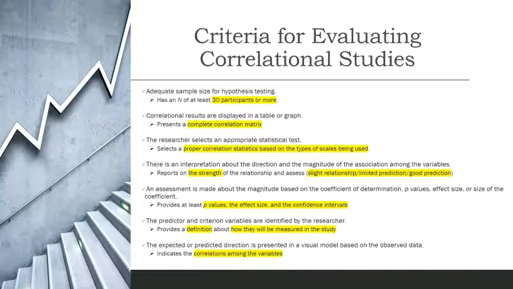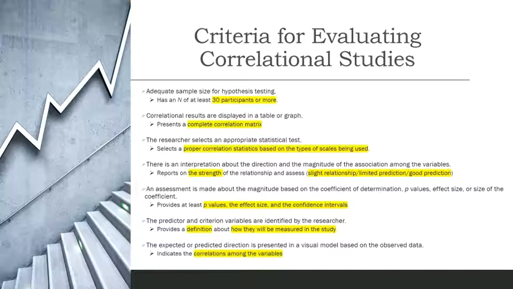Next one, the researcher must display correlational results in a table or a graph, and the researcher must present a complete correlation matrix with all of the variables being correlated. Next one is the researcher selects an appropriate statistical test. So the researcher must have selected the proper correlational statistics based on the types of scales being used in order for him to measure the variables in a study.